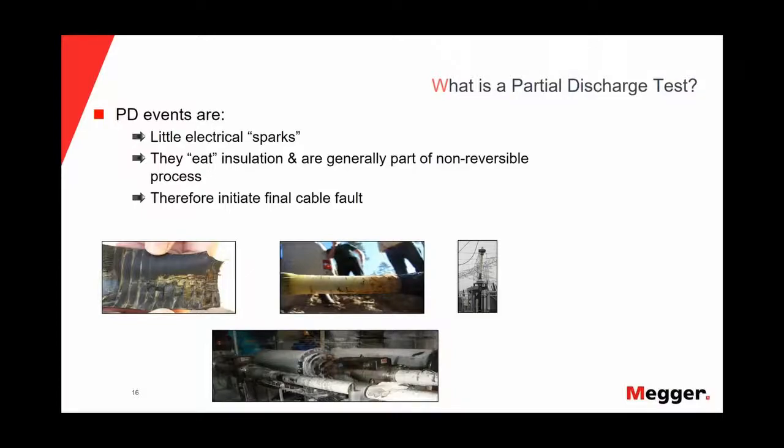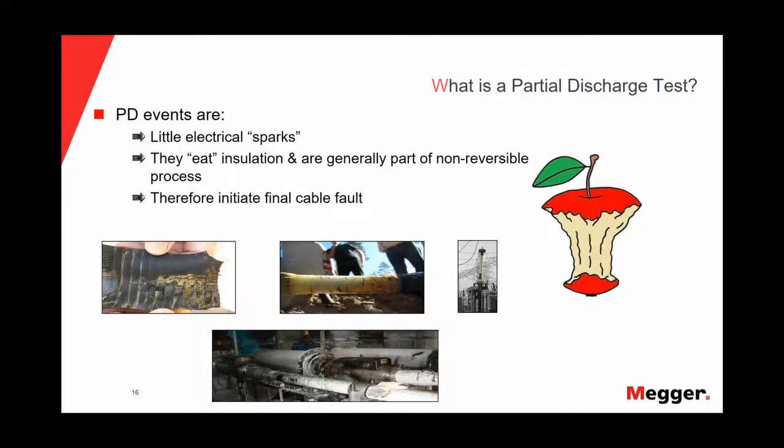Now, let's continue with the third method, that is the partial discharge test. Partial discharges are little electrical sparks, and they eat the insulation of the cable. Generally, I will say, partial discharge is a non-reversible process. We have exceptions for this, okay? For instance, in paper insulated cables, we have exceptions. But normally, in general, we will say that partial discharge is a non-reversible process. Therefore, they will initiate the eventual cable fault.